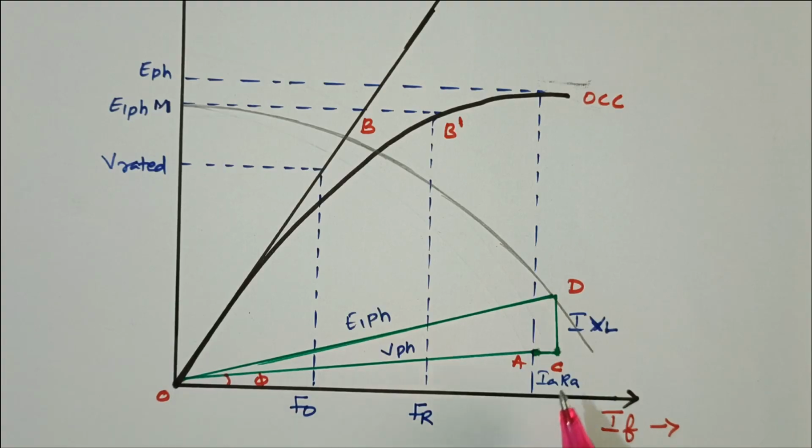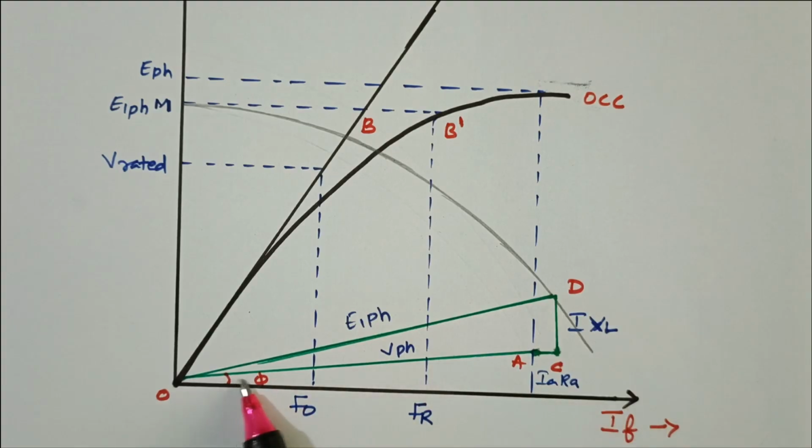Now draw the IARA drop. This IARA drop is in phase with the IA. Then we have to draw the IXL, which is 90 degrees to the IA. IARA is in phase and IXL is 90 degrees to the IA.